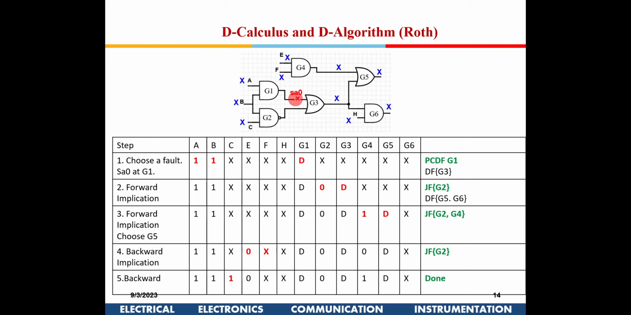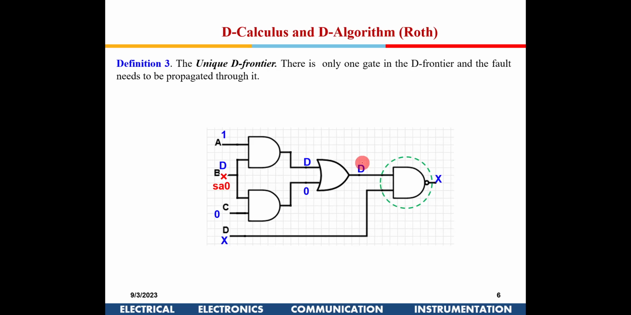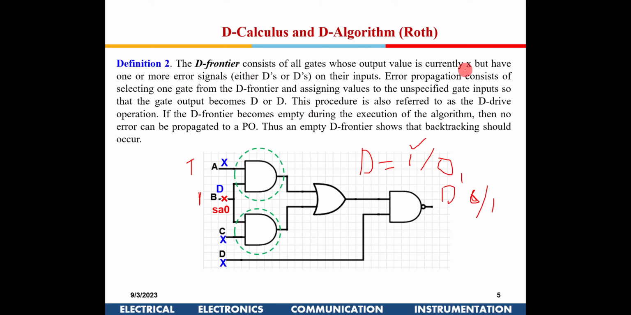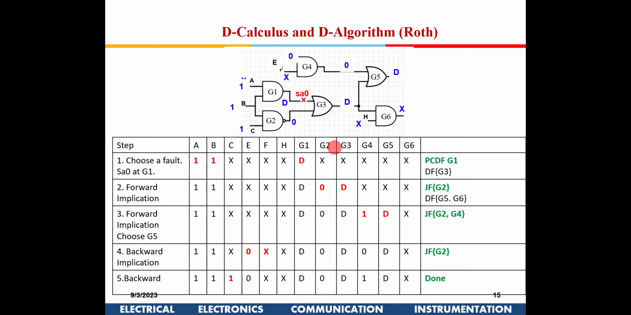Now the moment D comes here, the G3 gate will be included into the D-frontier. What is the definition of the D-frontier? If I go back, it is any gate whose current output is X but has one or more input signals as D. So that is the condition here. G1 has been activated. Now D is available here, so G3 goes into the D-frontier.